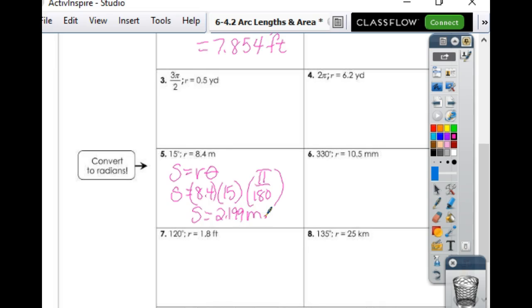And that's meters. Okay. So everybody's okay with that?